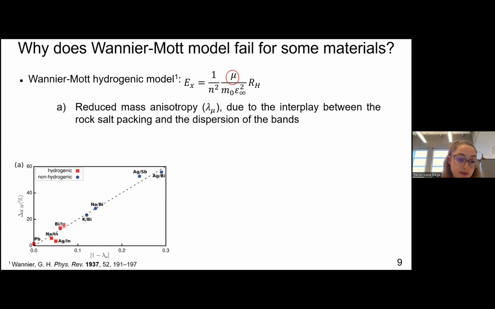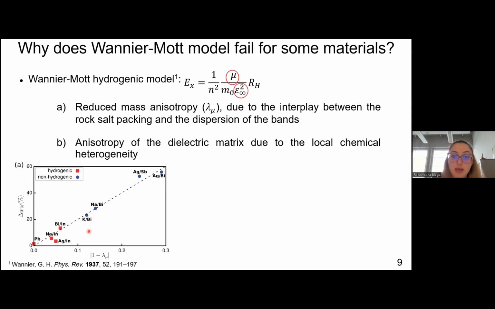Then there are a bunch of perovskites that have parabolic bands with almost no anisotropy, and they are very well described by the Wannier-Mott formula. But there are also a lot of perovskites that have electronic bands that are not parabolic, and therefore they are not well described by the Wannier-Mott formula.